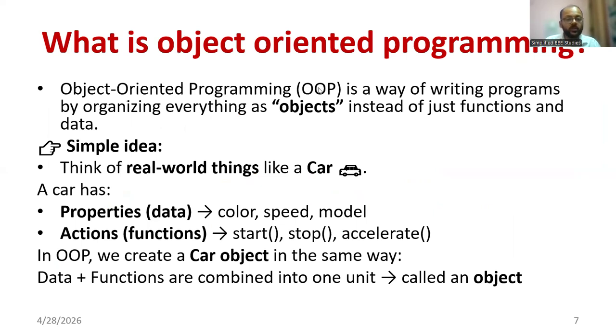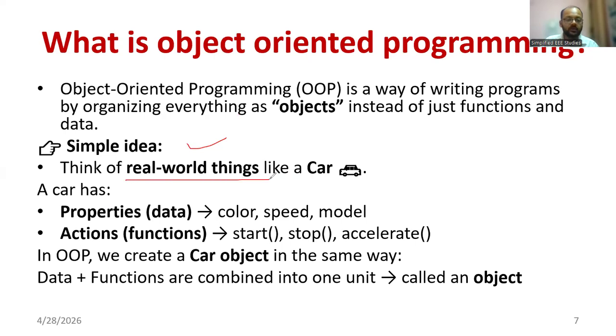So object-oriented programming is a way of writing the program by organizing everything as an object, instead of just function and data. In procedure-oriented programming, we mainly focus on function and data. Other than that, we are not thinking anything. But here we are converting everything into object. So I'll let you know a simple example.